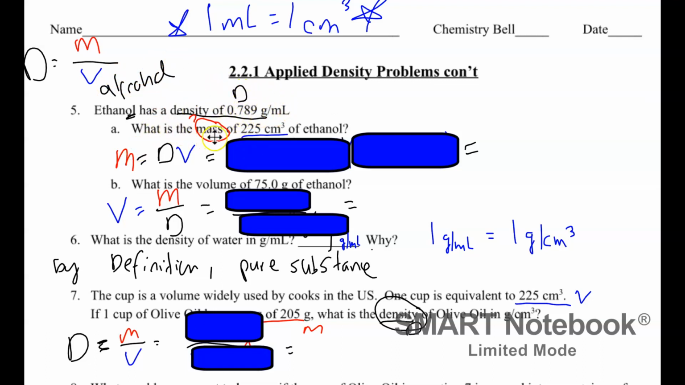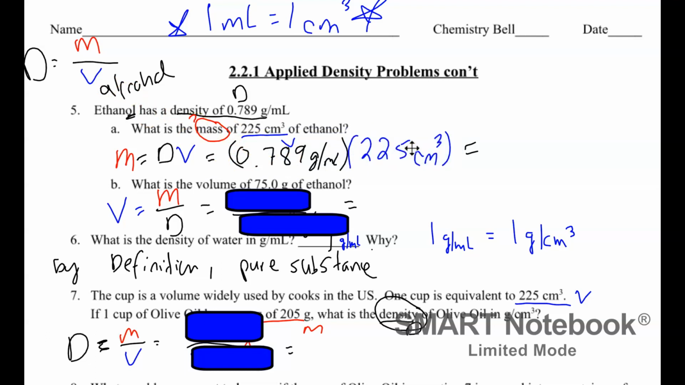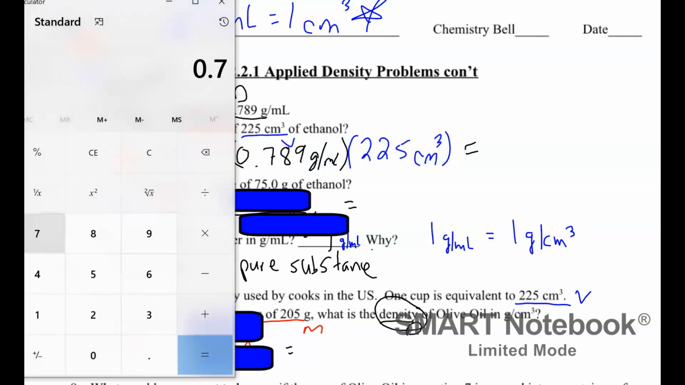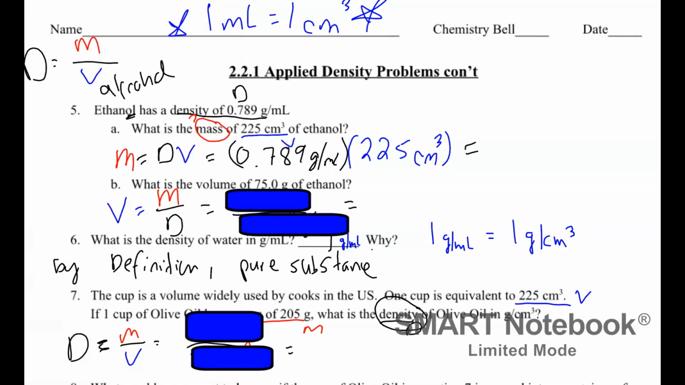Label that D. What is the mass of 225 centimeters cubed of ethanol? So we're searching for mass, we know density, we know volume. So if we rearrange our algebra, we know that mass is density times volume. Let's plug in and solve. So here's my density, here's my volume. I'm multiplying these two numbers together. So 0.789 times 225, 177.525 grams.